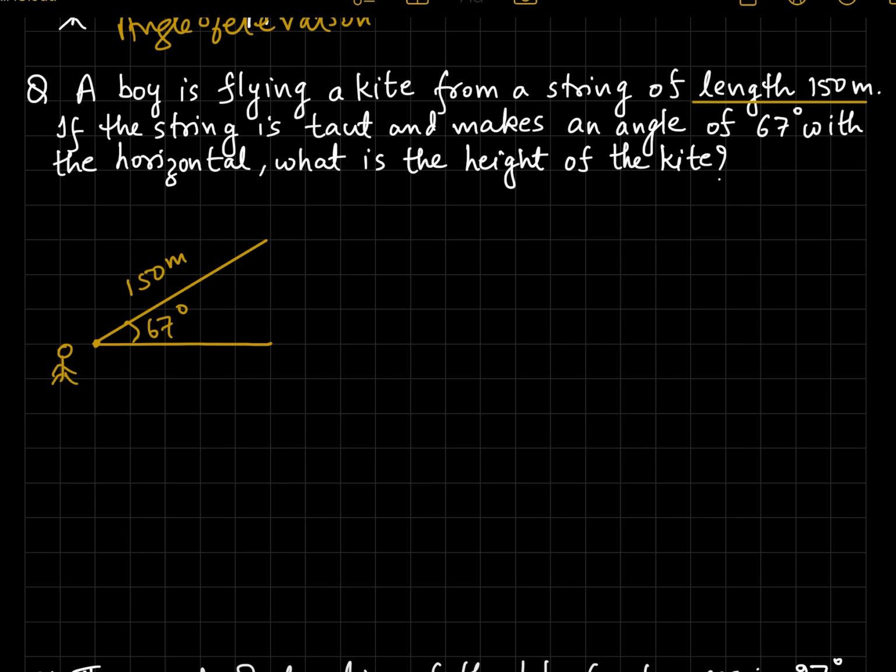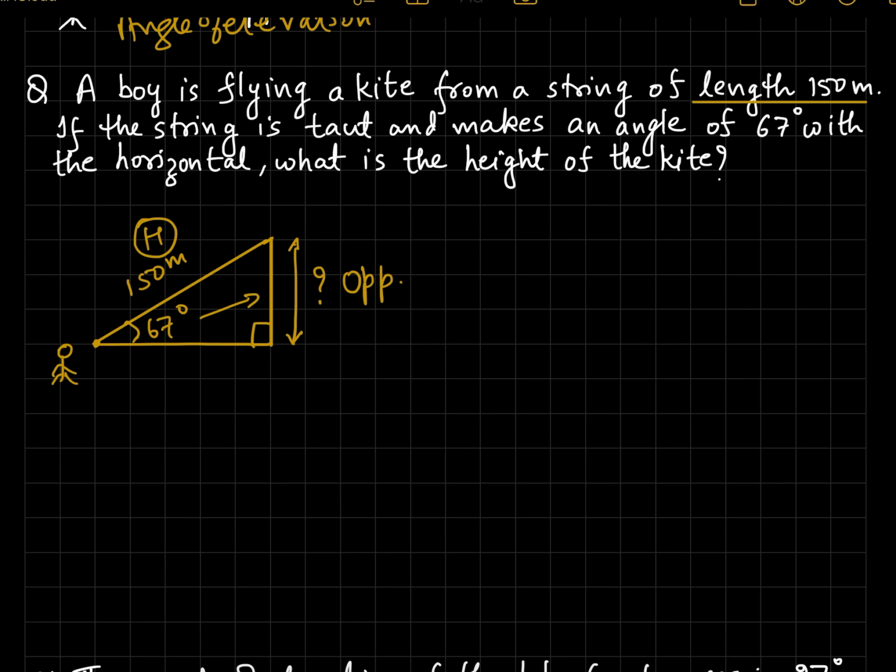Now they are asking what is the height of the kite. The kite is here, so the height of the kite would be this. We have to find this height. Now see, this angle is 67, this angle is 90 degrees. So opposite to angle 67 is my opposite side, and opposite to 90 degrees, the 150 meter, is my hypotenuse. So which ratio will I use?